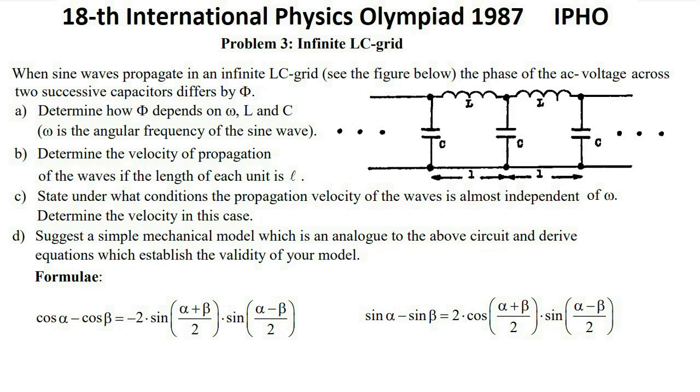Problem 3. Infinite LC grid. When sine waves propagate in an infinite LC grid, see the figure, the phase of the AC voltage across two successive capacitors differs by phi. Question A. Determine how phi depends on omega, L and C. Omega is the angular frequency of the sine wave. Question B.